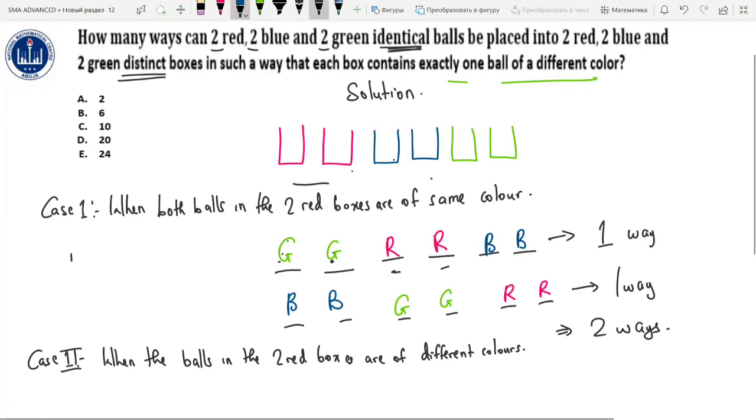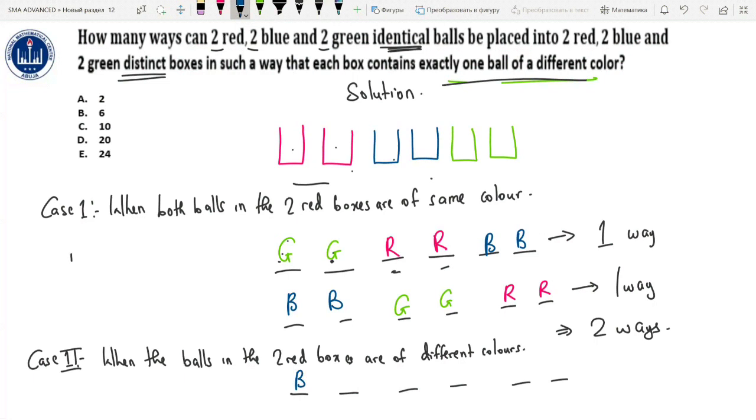So let me draw the lines again. That's 1, 2, 3, 4, 5, 6. So for these two red, for the two balls to be different and able to be placed in the red boxes, remember the last condition. Definitely, one ball has to be blue and one other ball has to be green, because no red ball can enter either of these. So one would be blue, one would be green.